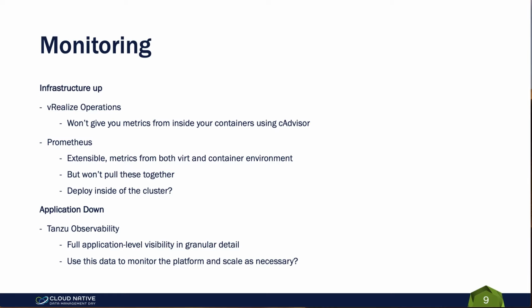Tanzu can view all of that, and you can help write business rules. Say, well, if this number of pods goes offline, then my availability is affected, and it flags alerts as well. You can also use that data to understand how your platform and application are running, and do you actually then use that data to scale your platform as necessary?